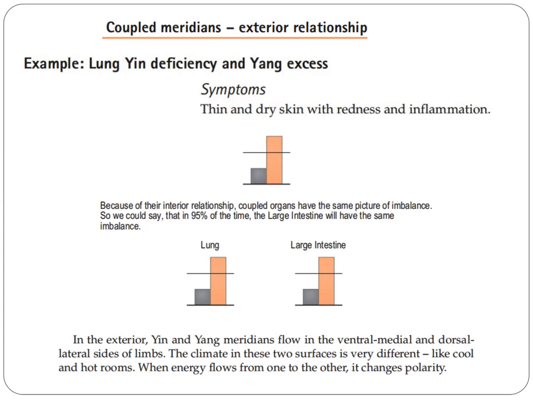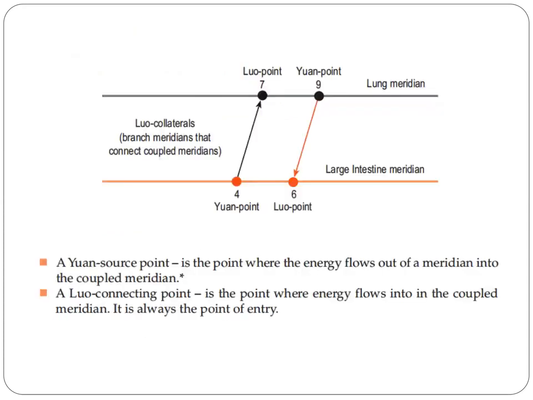In the exterior, yin and yang meridians flow in the ventral, medial, and dorsal lateral sides of the limbs. The climate in these two surfaces is very different, like cool and hot rooms. When energy flows from one to the other, as we mentioned earlier, it changes polarity.